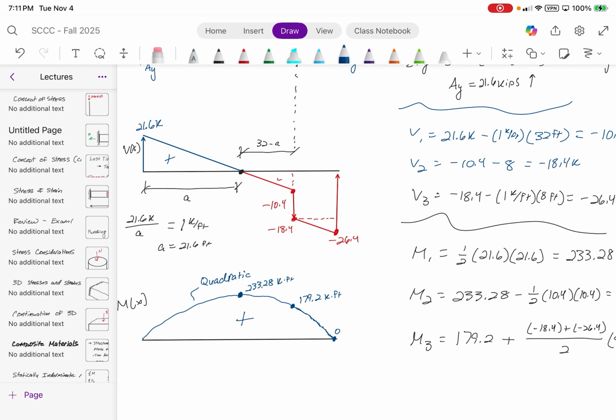Now, for the design of the shear forces, what shear force would you use in the design? 26, 21, 26, good. Wrong. 26.4. Because all the negative does is just tell you which direction it's traveling. So because of that, the 26.4 kip force is actually going to be the governing in the design.